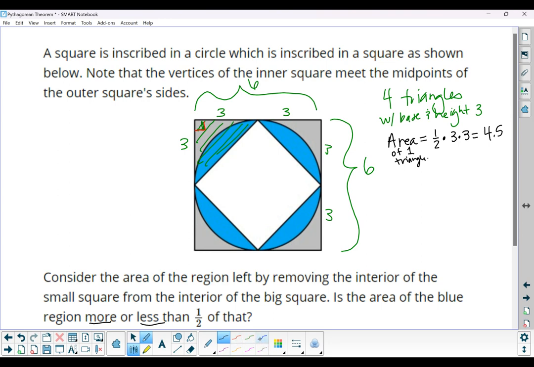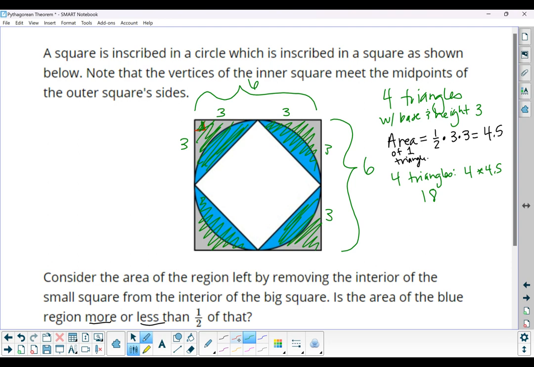So the area of 4 triangles would just be that number times 4. So 4 times 4.5. So the area of the 4 triangles is 18. So this would be like the green, those green corners. They add up to an area of 18.